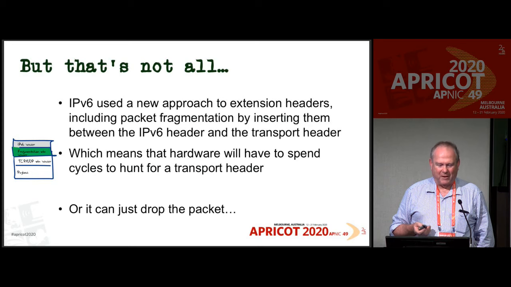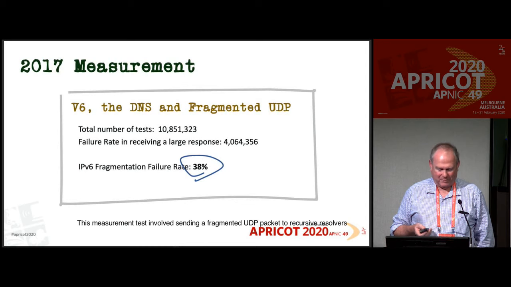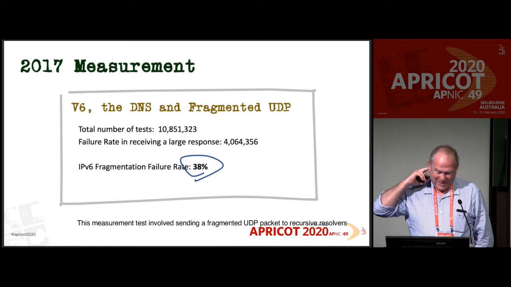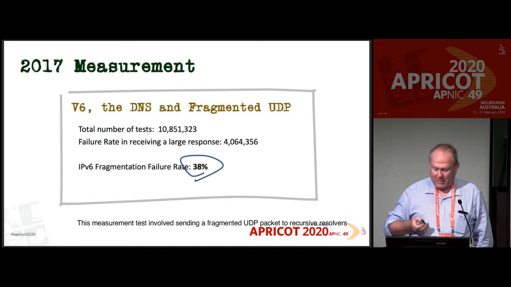Cheap silicon drops the packet. We tested 10 million times in the DNS. We had 4 million failures on a large packet that had fragmentation, 38%. You can't use fragmented V6 in the DNS and expect it to work. It won't. And that's not getting any better.